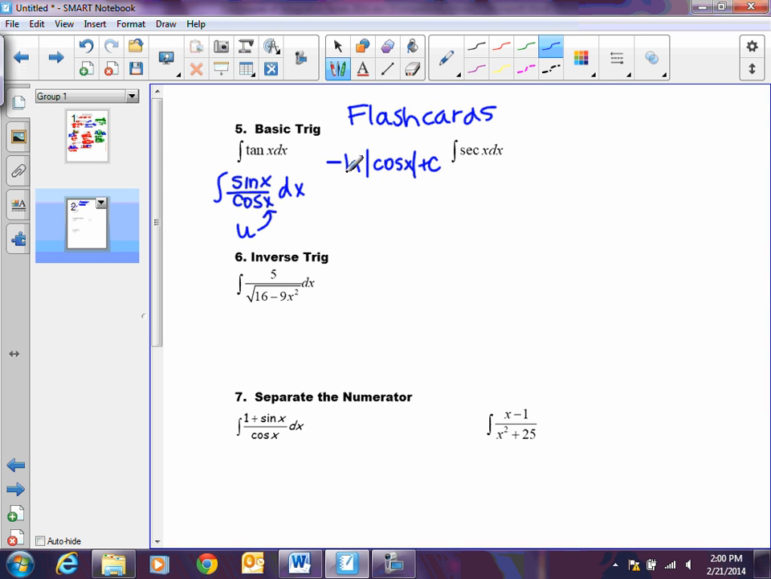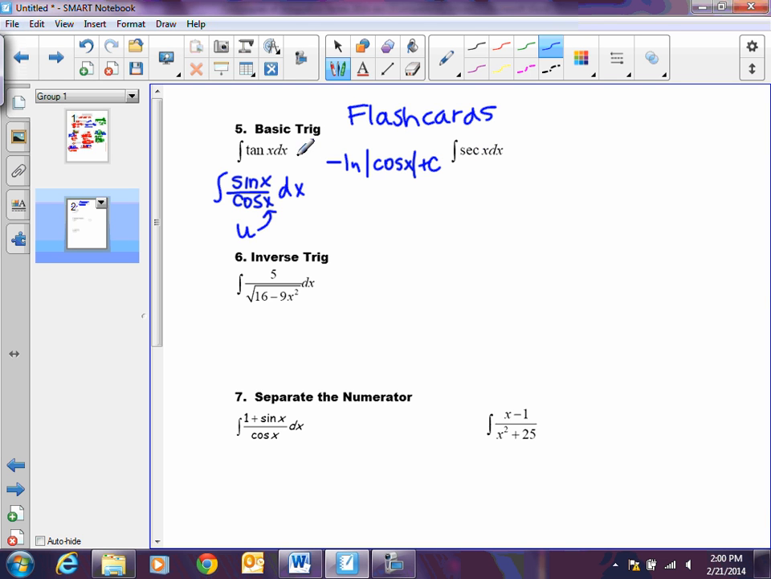Okay? One of your flashcards is this. If you have not started studying those, you need to. This is why I gave it to you last Friday, so you'd have over a week before our test over these. If you didn't know this, you would have to do it this way, which is okay, but I will tell you, secant's a lot harder.